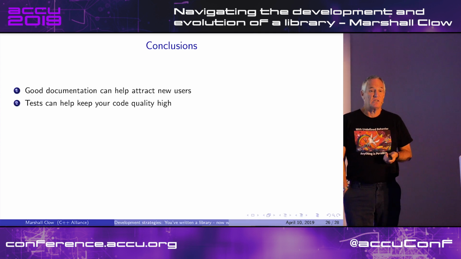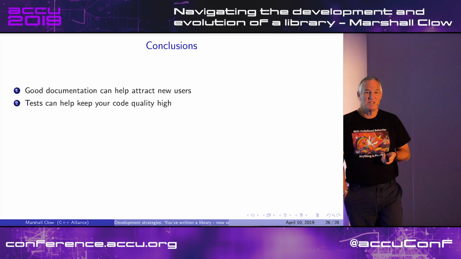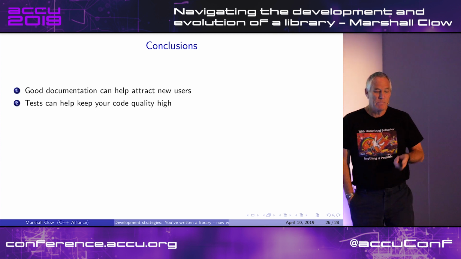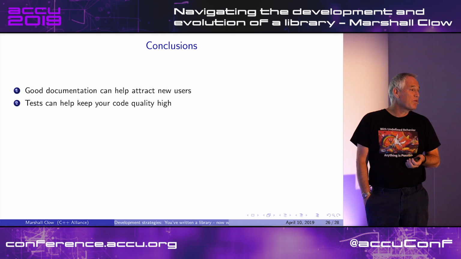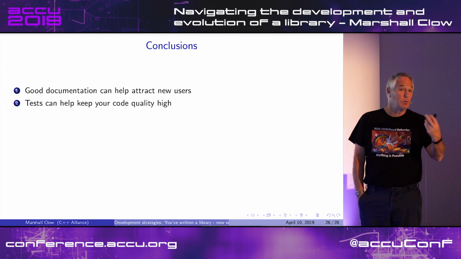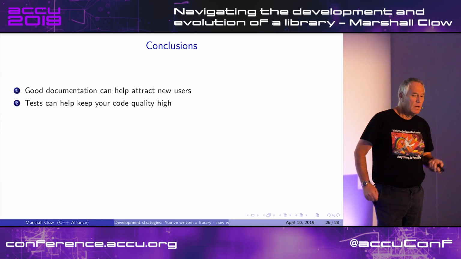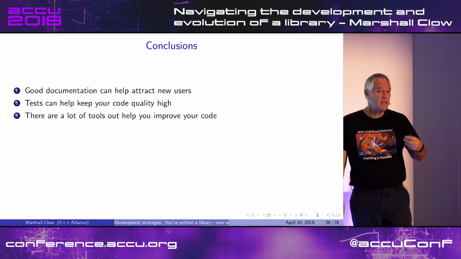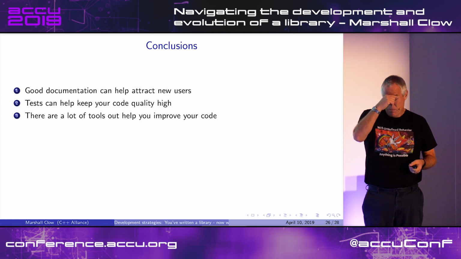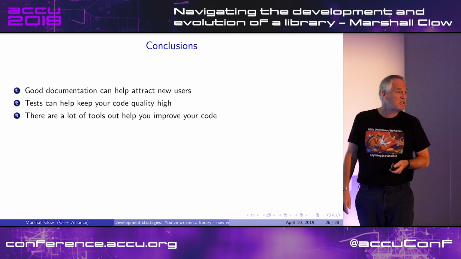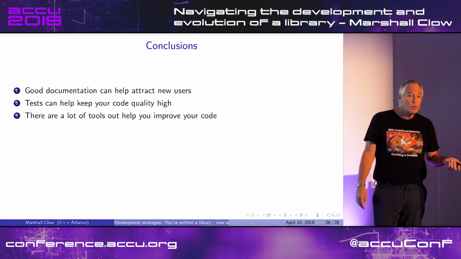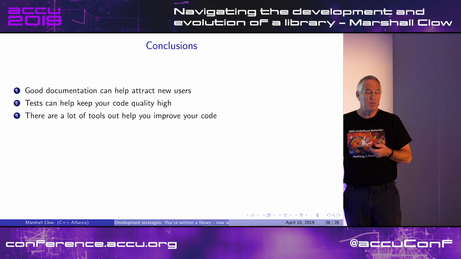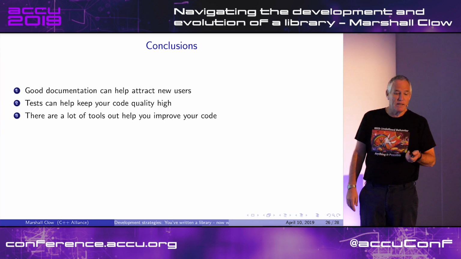Tests. I mean, go nuts on your tests. Keep your code quality high. Make it easy for other people to run your tests. There's a lot of tools out there: analyzers, fuzzers, compiler warnings, and so on. Continuous integration systems, code coverage tools that can help improve your code and keep your code quality high.